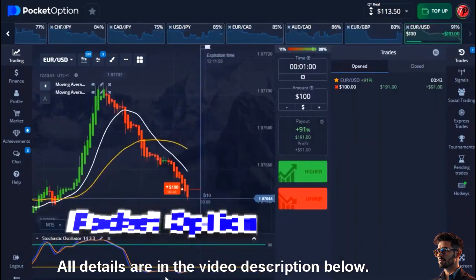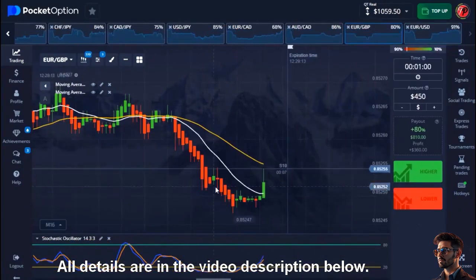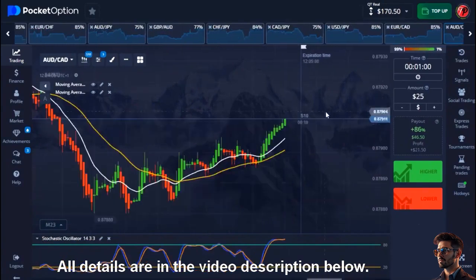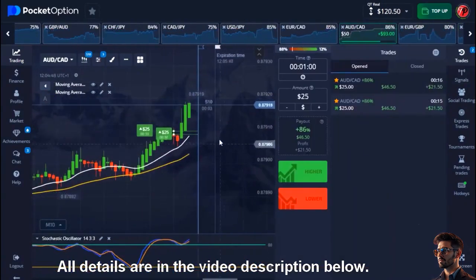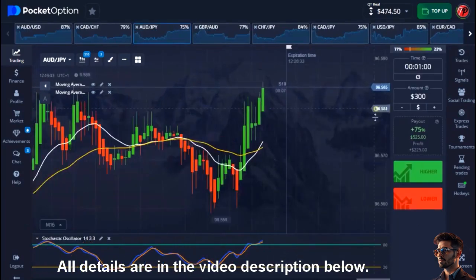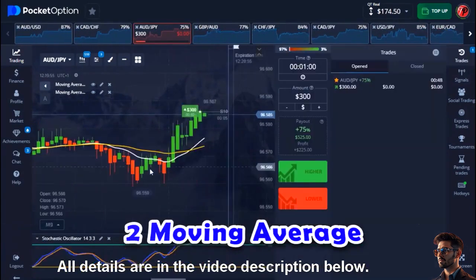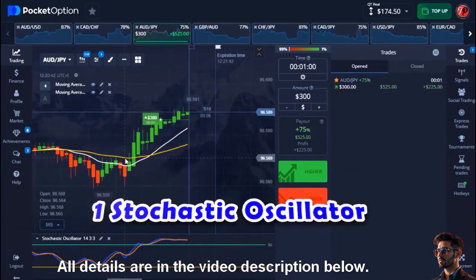We're trading again with Pocketoption, and over here I want to actually use this strategy on a real account so that you guys can see how perfectly it works with a normal market. All right, so over here we are using the 2 moving averages and the 1 stochastic oscillator.